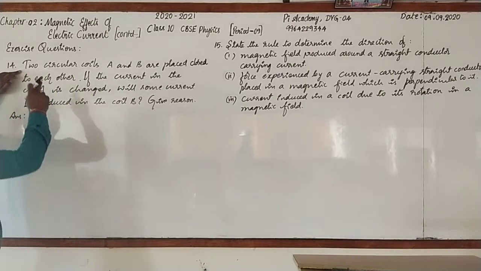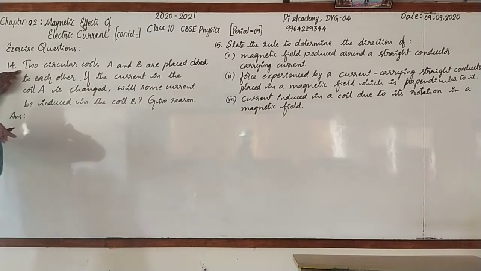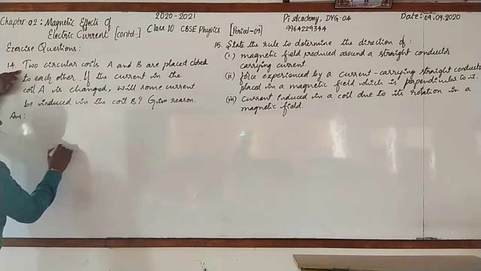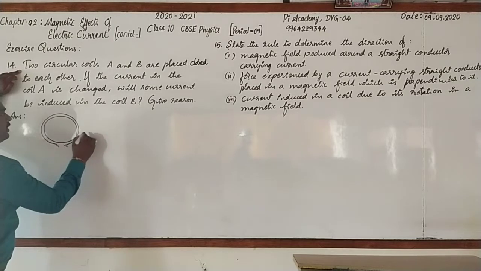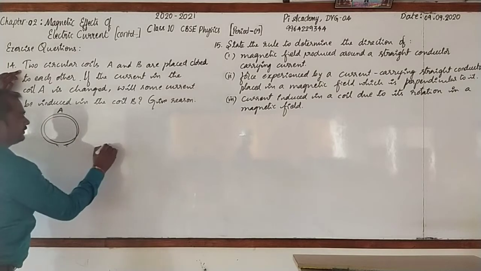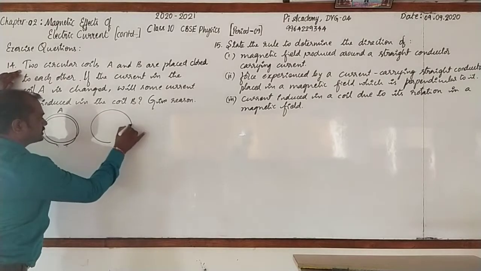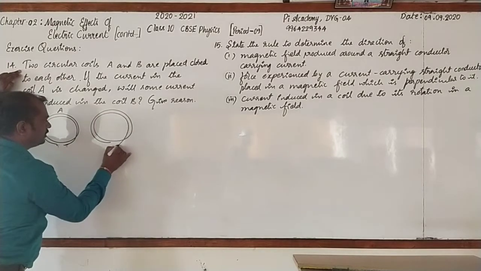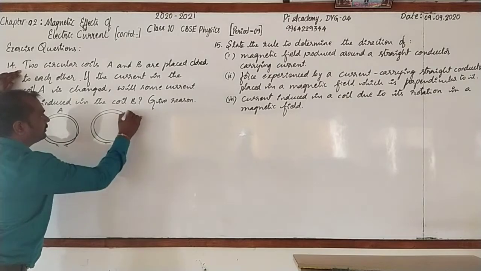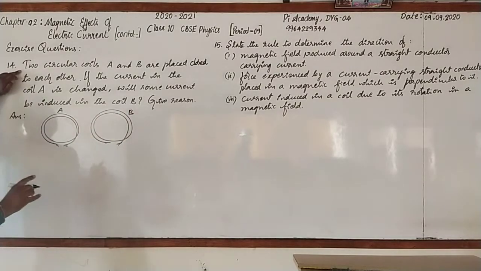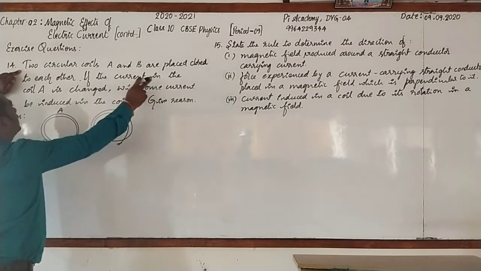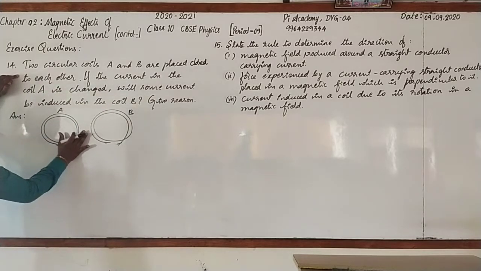Here they have given two circular coils A and B. I'll draw that. Observe it. This is the first circular coil. You may call it A. And let me draw another circular coil. You may call it B. Next, they are placed close to each other.